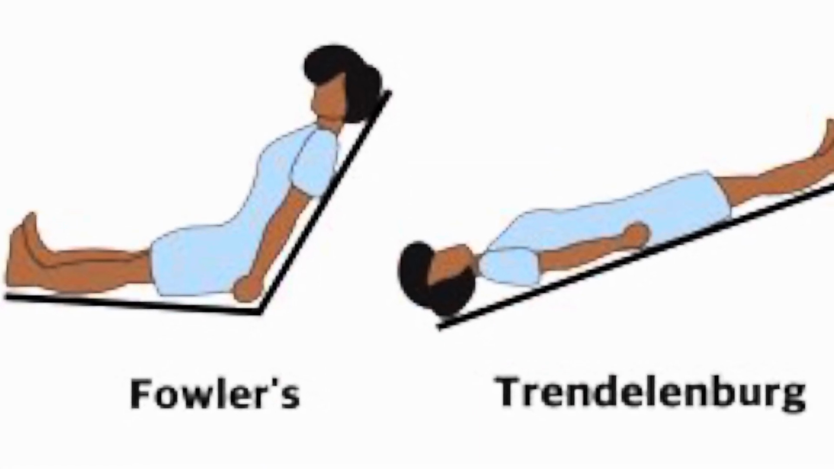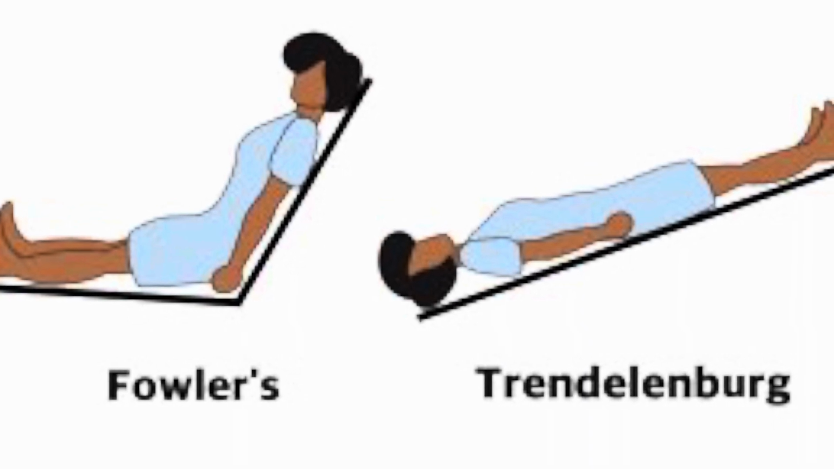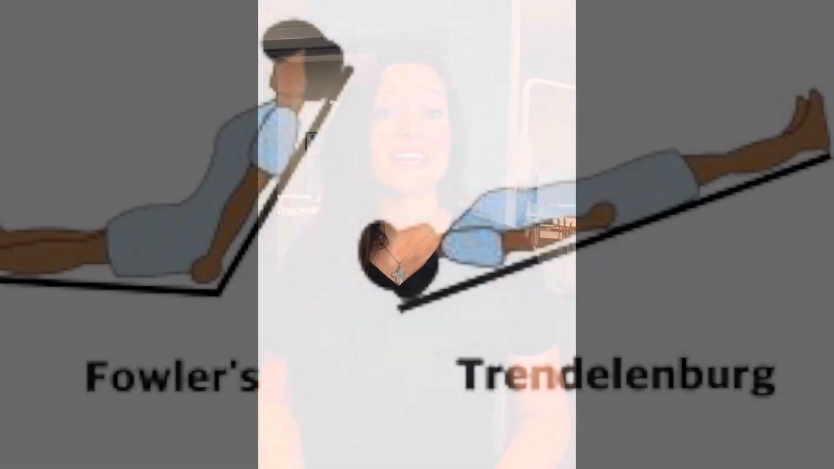For most people, we're going to place the patient in a Trendelenburg position. This is where the feet are elevated, and our goal is to try to get the head lower than the heart. If they're in an operative chair, this is easily achieved.